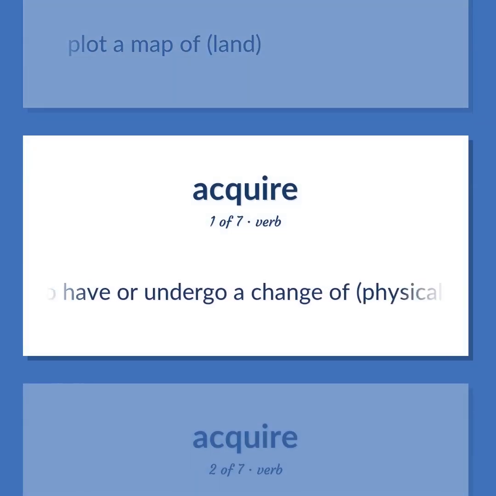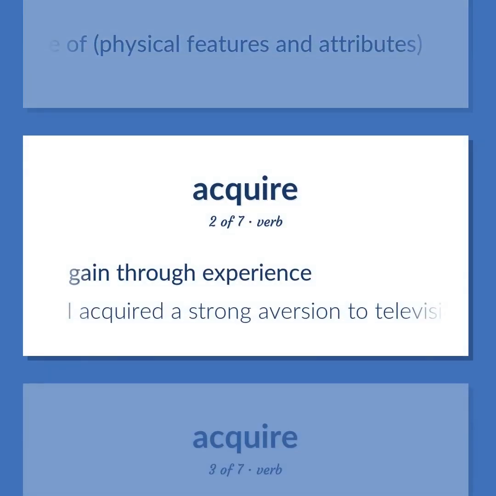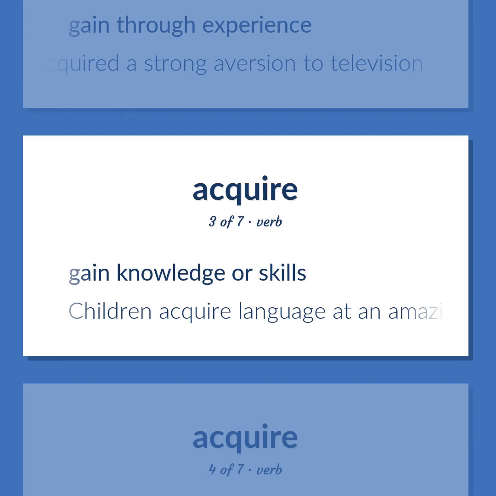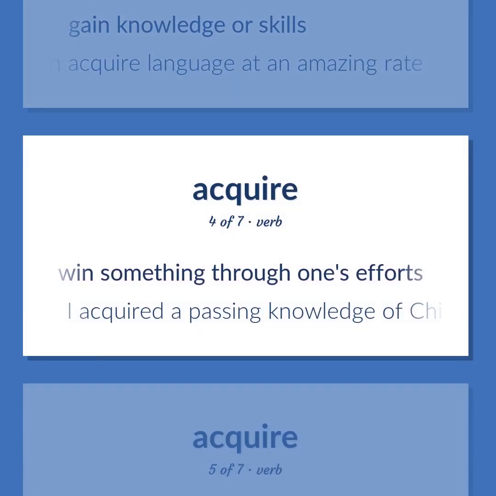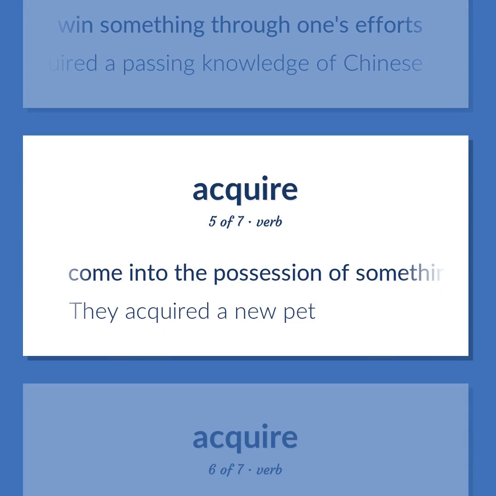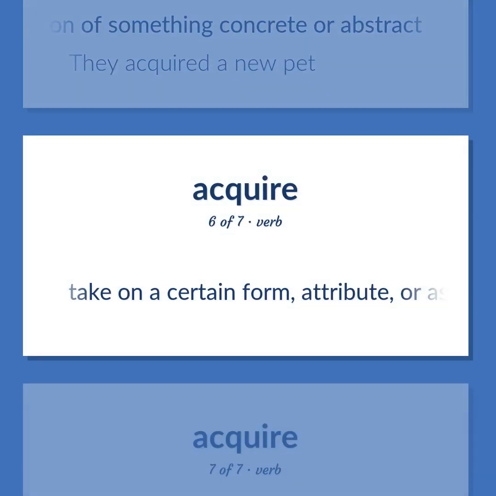Come to have or undergo a change of, physical features and attributes. Gain through experience. I acquired a strong aversion to television. Gain knowledge or skills. Children acquire language at an amazing rate. Win something through one's efforts. I acquired a passing knowledge of Chinese. Come into the possession of something concrete or abstract. They acquired a new pet. Take on a certain form, attribute, or aspect.